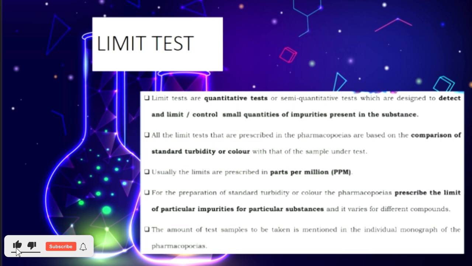So in this video we are going to learn about limit test. Limit test is defined as a quantitative or semi-quantitative test which is designed to detect any chemicals or small quantities of impurities present in the substances by determining its turbidity or opalescence in the test. This actually takes place in the lab to find out any impurities present in a particular sample.